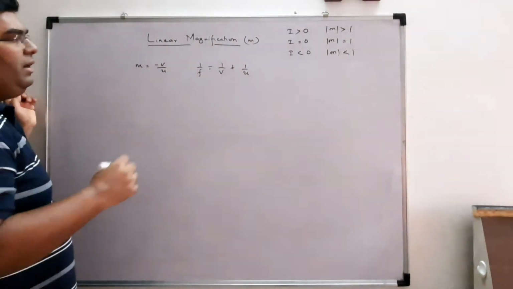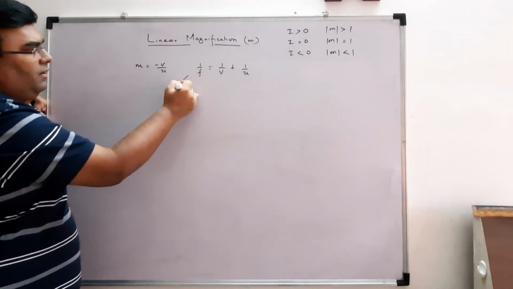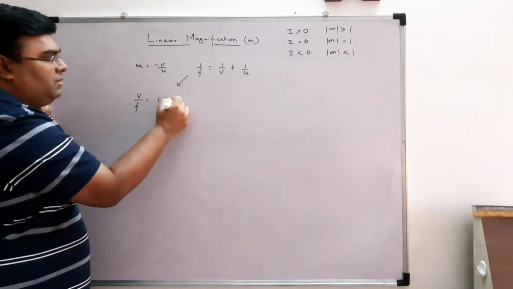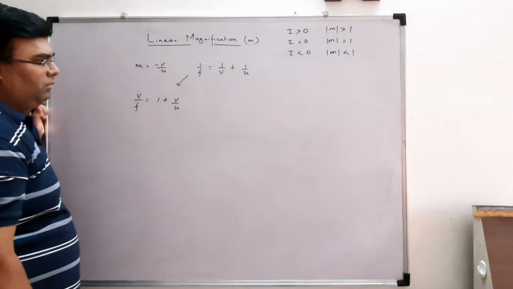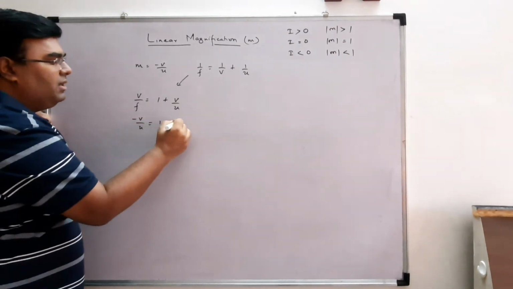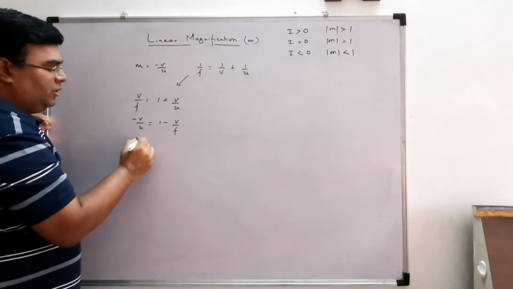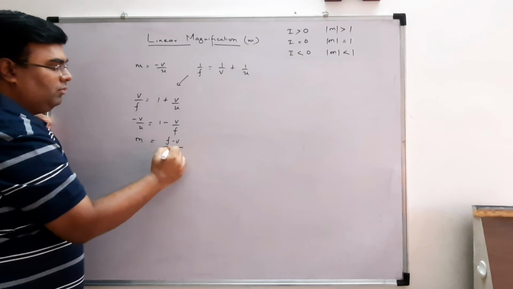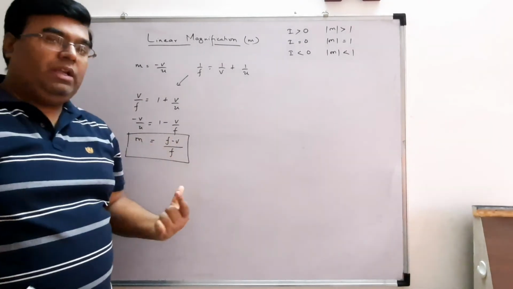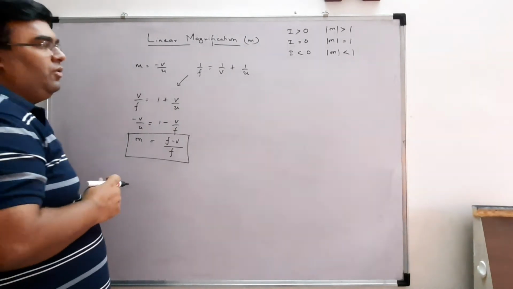So if I multiply this formula by v, what we will get? v by f is equal to 1 plus v by u. If I just interchange the places, we will get minus v by u is equal to 1 minus v by f. What is this minus v by u? Our m. So m is equal to, we have got another formula for m, which is f minus v upon f. What is f? Focal length. v is the distance of the image from the pole.